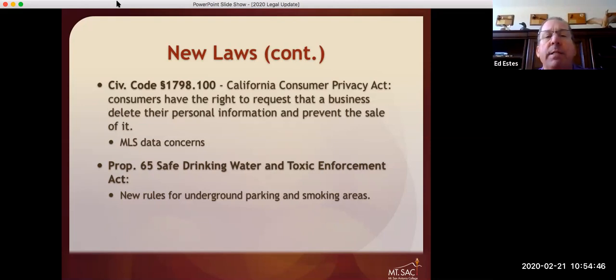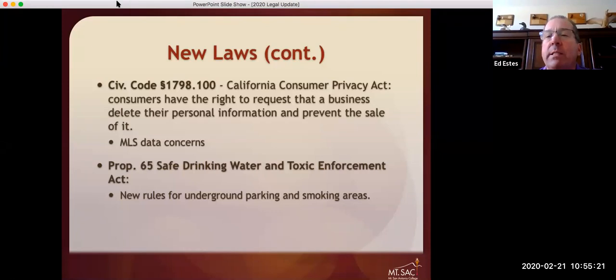Prop 65, safe drinking water and toxic enforcement. We've got some new rules that have been introduced specifically for underground parking, because cars emit exhaust and that can be a carcinogen, and smoking areas. A number of businesses have designated smoking areas. A number of apartment owners don't allow smoking in their apartments, but they do provide smoking areas in the common area. Expect to see signs identifying the Prop 65.